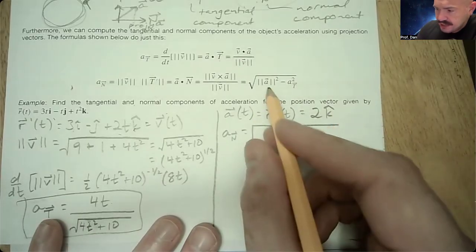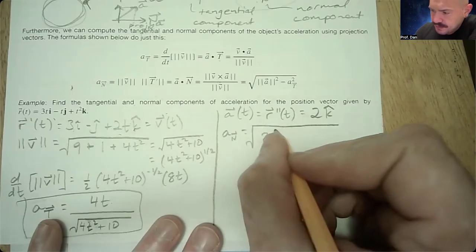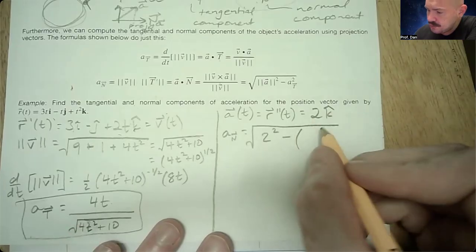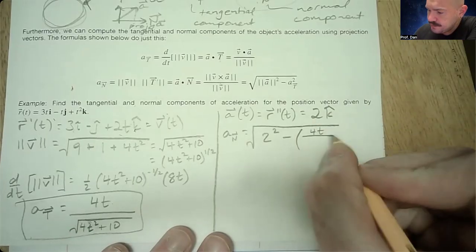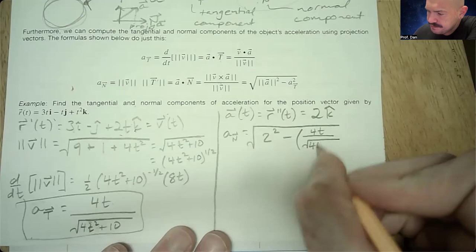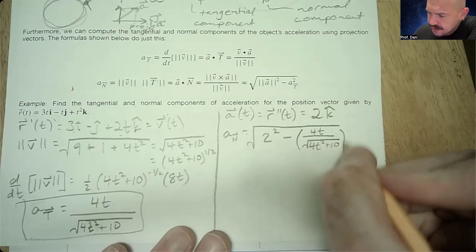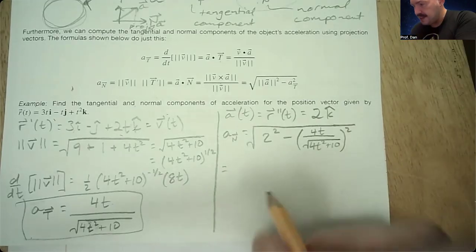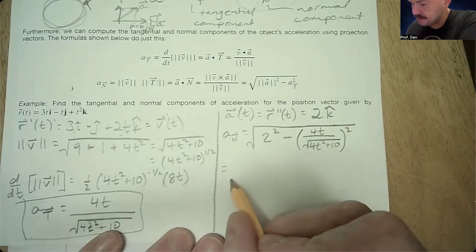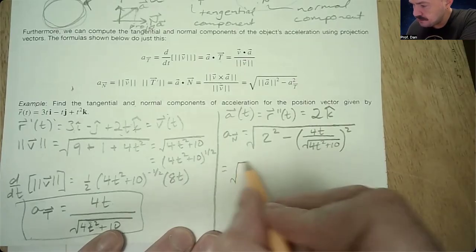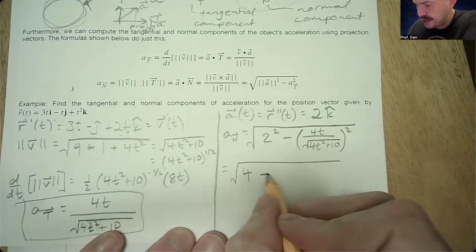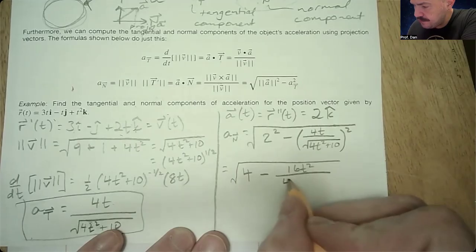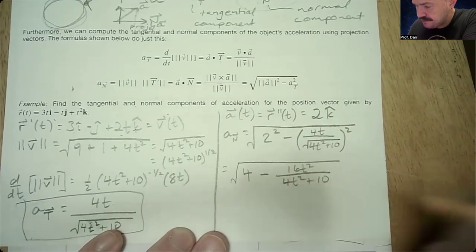So anyway, we know that the magnitude of acceleration is 2. We're going to square that, subtract from that the tangential component of our acceleration, which is this guy, and square that as well. So if I were to simplify this, we get 4 minus 16t squared over 4t squared plus 10.